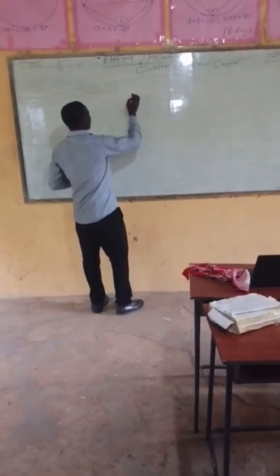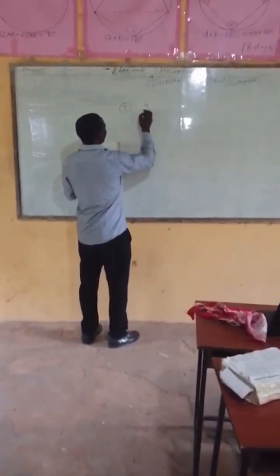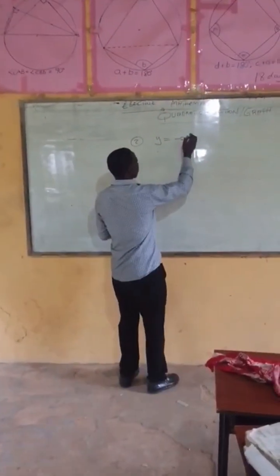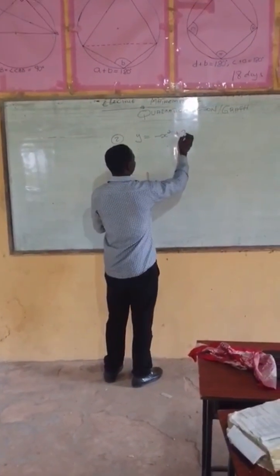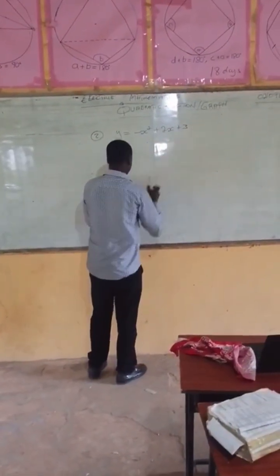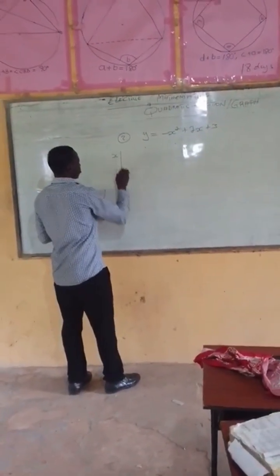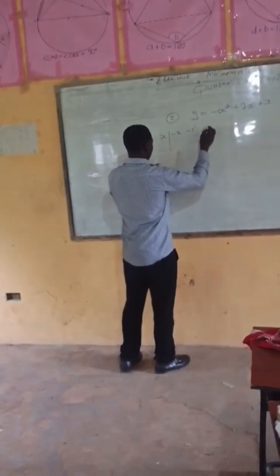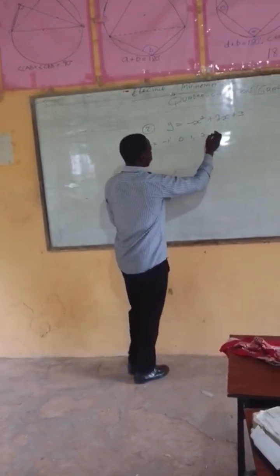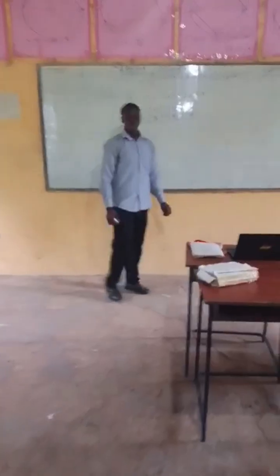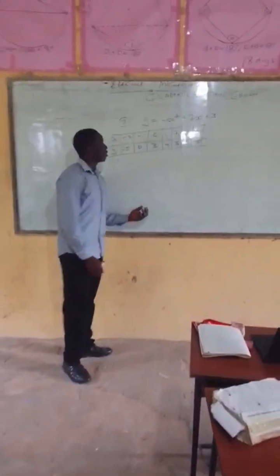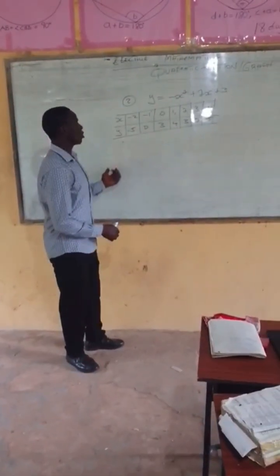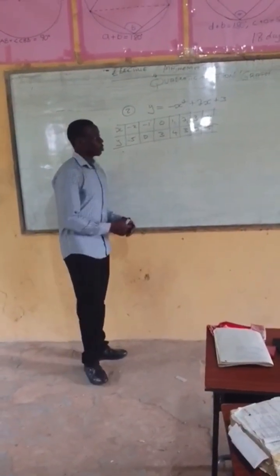The second equation: y is equal to minus x squared plus 2x plus 3. And we have the x values -2, -1, 0, 1, 2, 3, 4. So now we have the second example on the board, and we have the table. We are going to use this table to plot another graph and see the kind of shape it will give us.